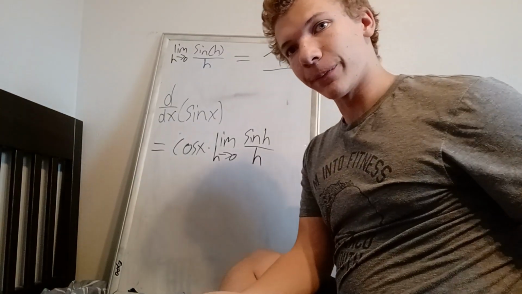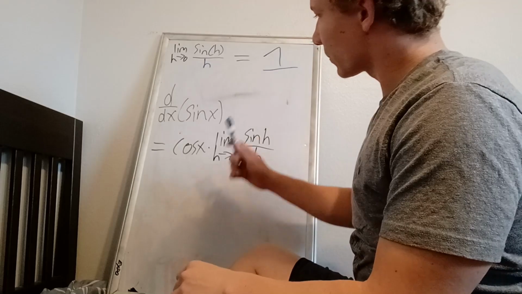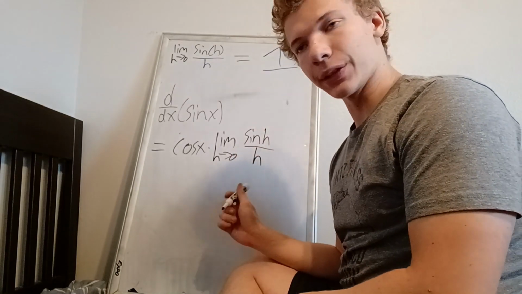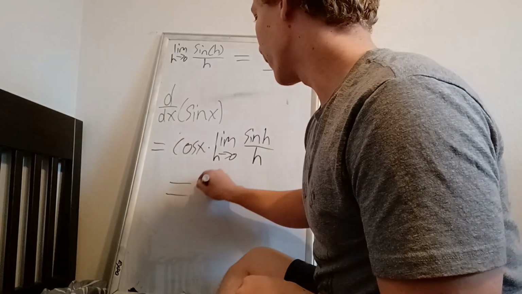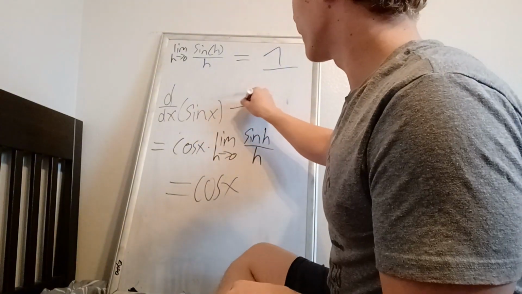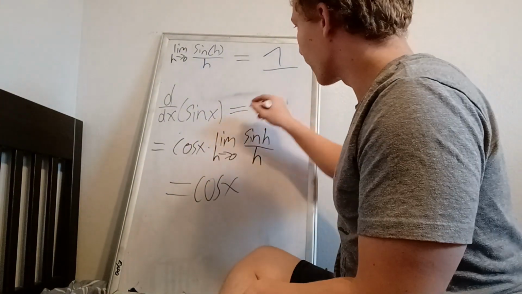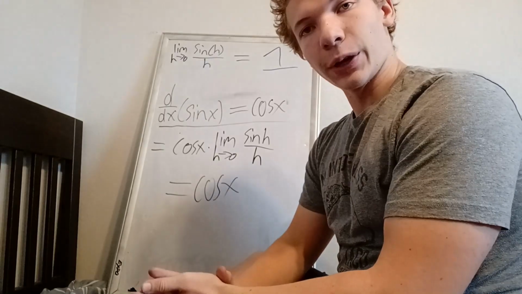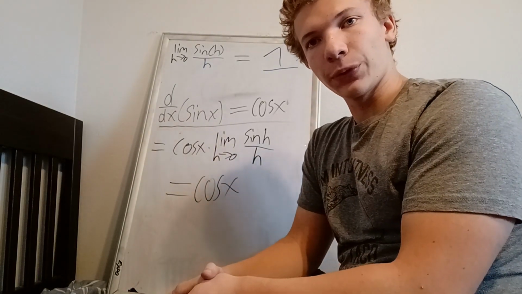Now we're almost done. The derivative of sine x, as we saw earlier, was cosine x times that limit. But since that limit is 1, we can say that it's just equal to cosine x. And so we've found that the derivative of sine x is equal to cosine x. I hope you're able to follow the geometric proof.